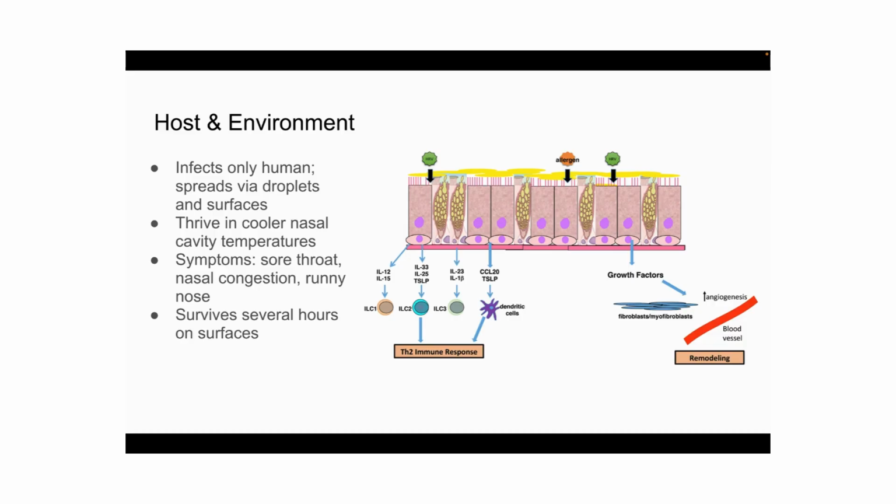The human rhinovirus only infects humans. It spreads from person to person through respiratory droplets. The virus grows best at a cooler temperature, which is why it prefers the nasal passages over the lungs. The virus can survive on surfaces like door handles and phones for several hours, which makes it easier to spread.